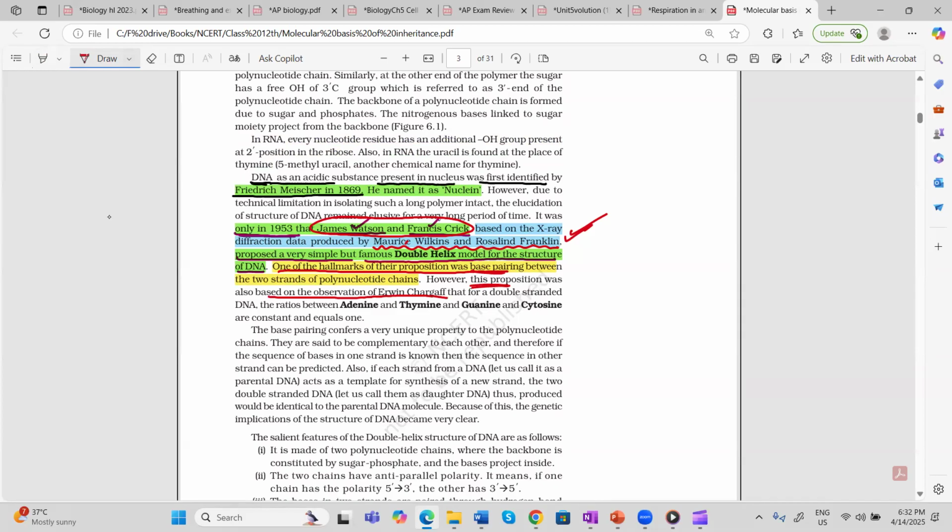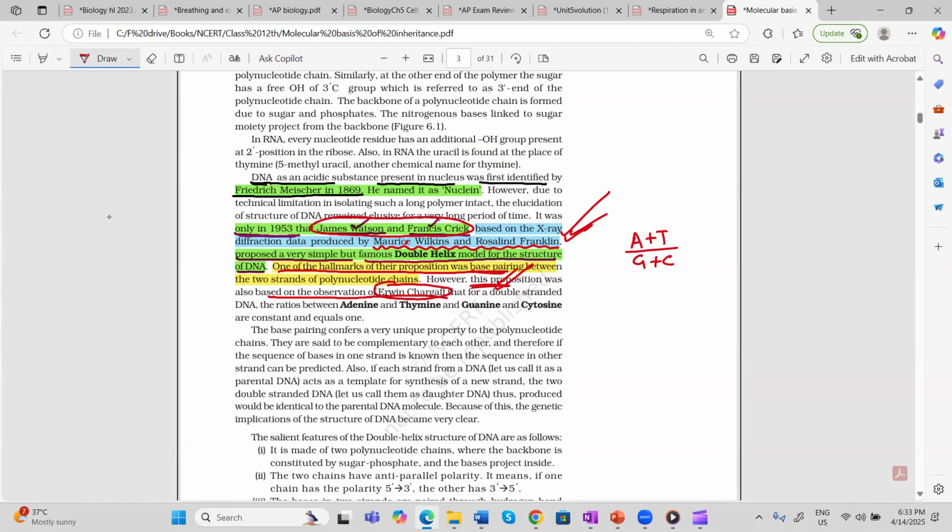So the double helix model was based on X-ray diffraction data. An important hallmark of their proposition was base pairing, but the base pairing proposition was given by Chargaff. What he told, now this line please read carefully: the ratio between A and T and G and C is constant and equal to one.